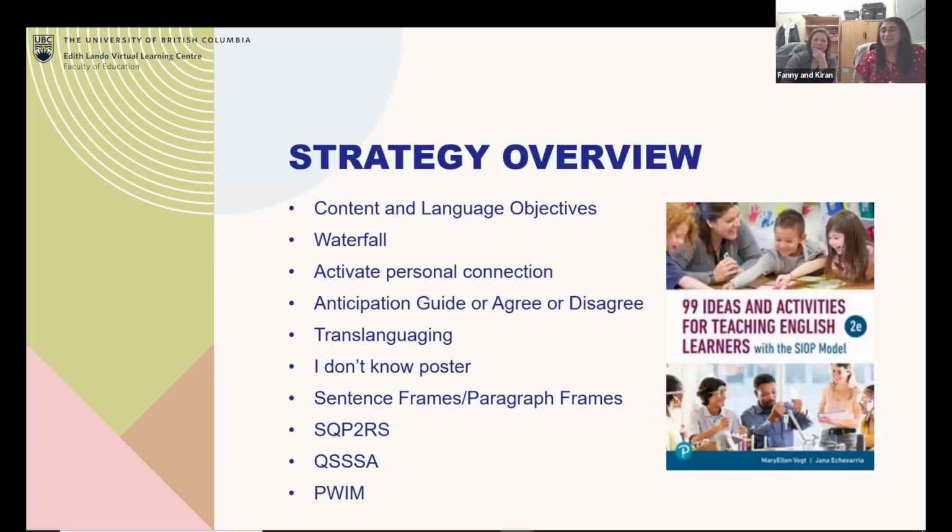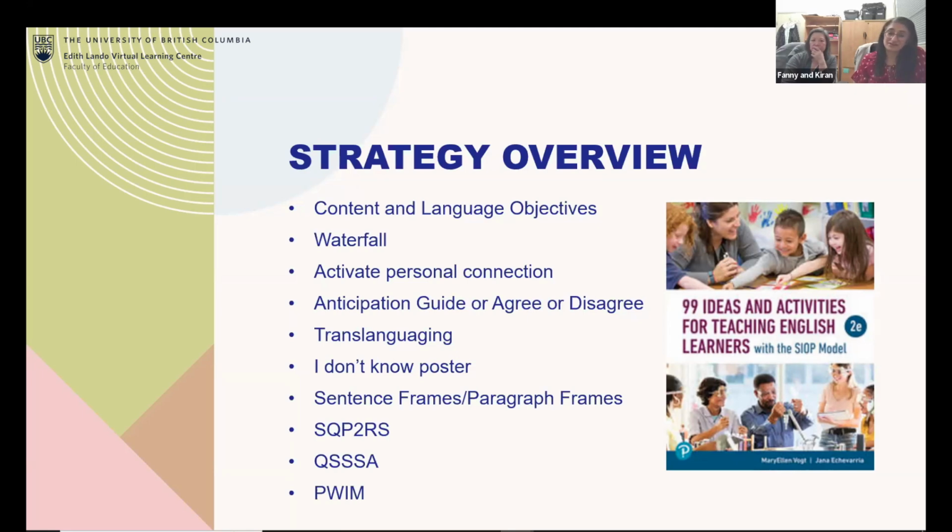Okay. We wanted to do a quick summary of the strategies that we've used in today's session to highlight them for you, and also to highlight this book that we use quite a bit in both of our different areas. It's the 99 Ideas and Activities for Teaching English Learners with the SIOP Model. Fantastic tips and strategies. If you're able to get your hands on that or ask your library to perhaps order a copy for teacher reference, it's really helpful.